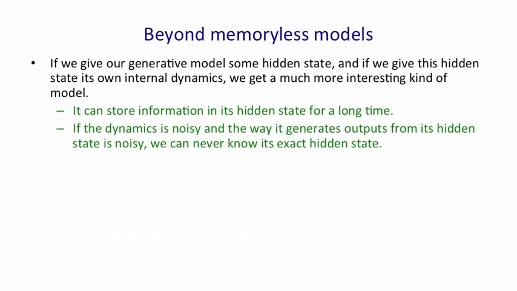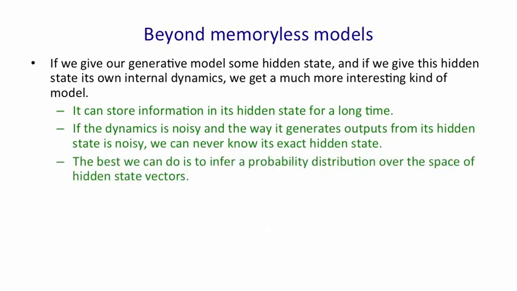If the dynamics of the hidden state is noisy, and the way it generates outputs from its hidden state is noisy, then by observing the output of a generative model like this, you can never know for sure what its hidden state was. The best you can do is to infer a probability distribution over the space of all possible hidden state vectors. You can know that it's probably in some part of the space and not another part of the space, but you can't pin it down exactly.